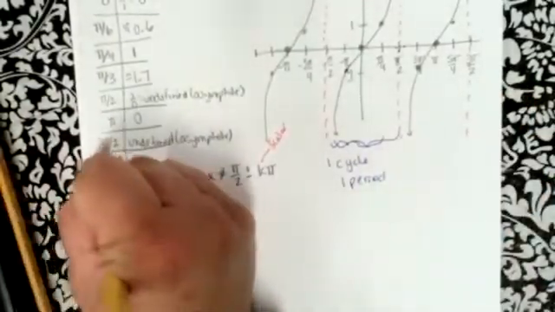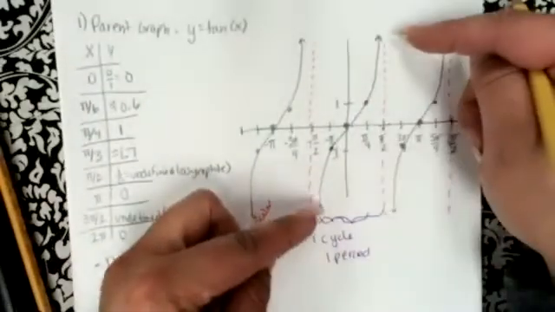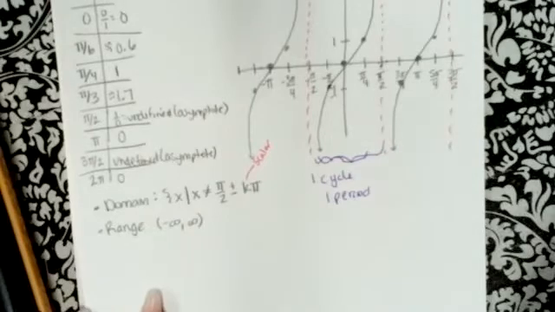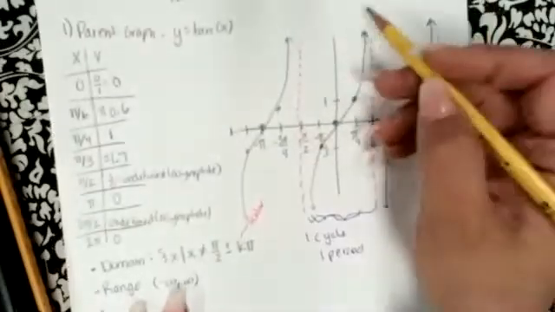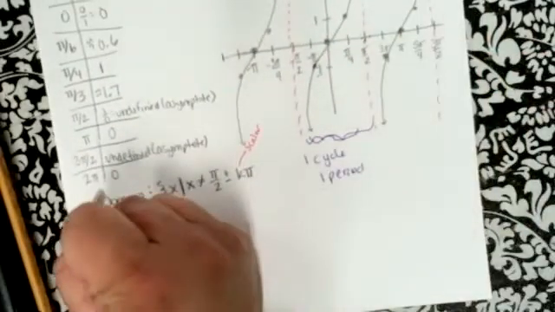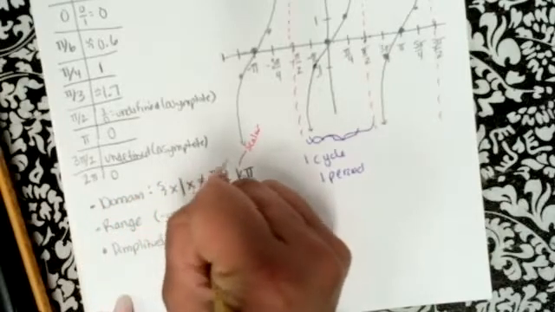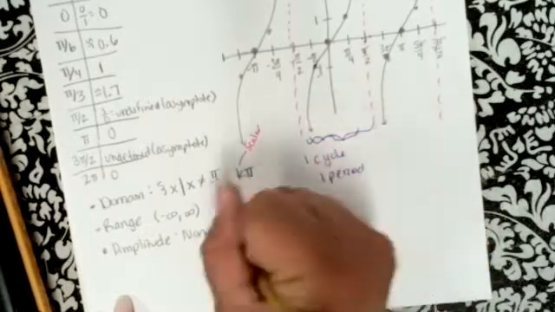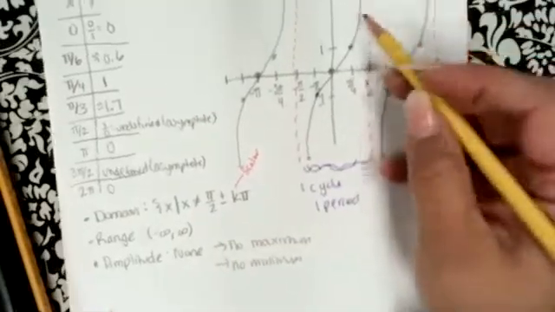Next, our range. If you notice, your range is going arrowhead to arrowhead. It is going to be negative infinity to positive infinity. Now, on tangent, we don't have any amplitudes because you don't even have a max and a min here. So my amplitude is going to be none. We have no maximum and no minimum, because we are going to infinity and infinity.